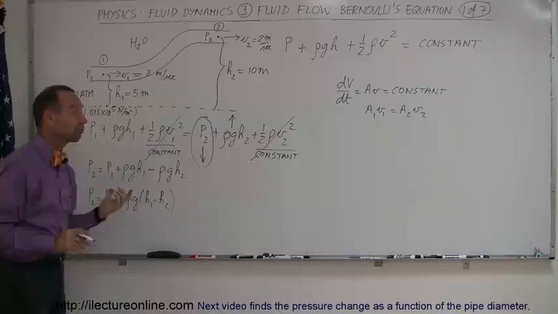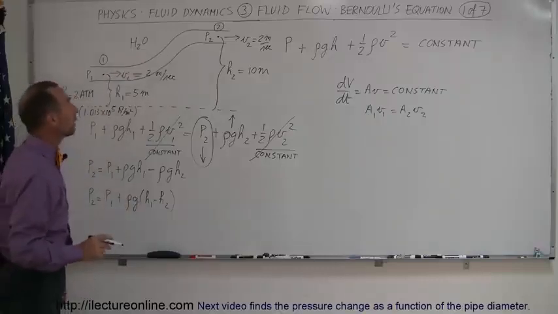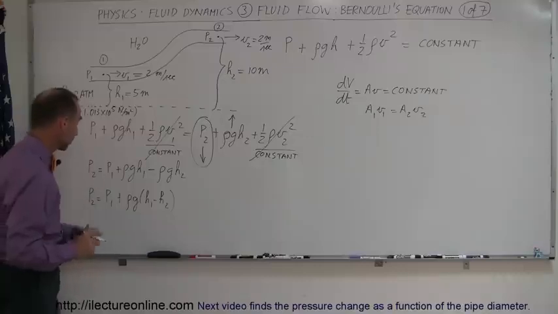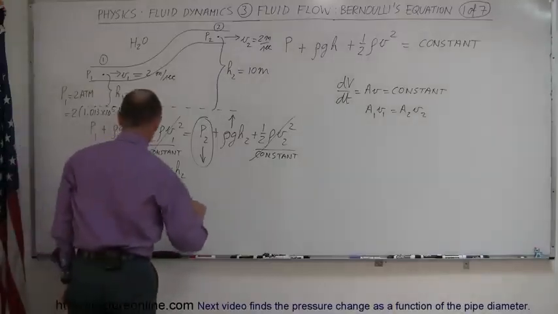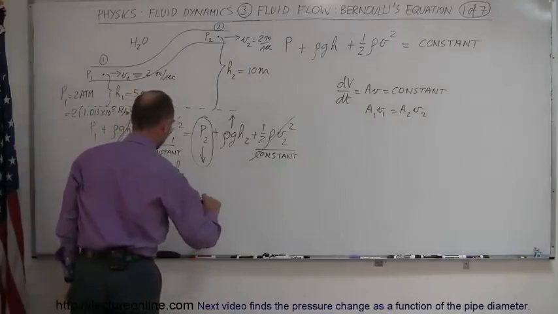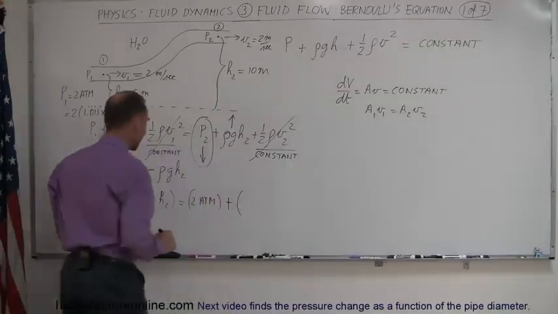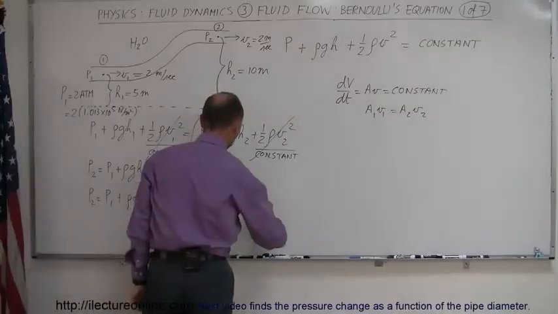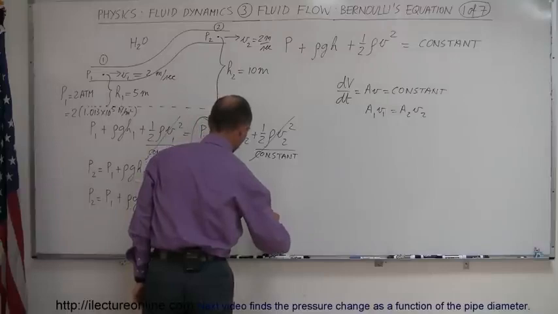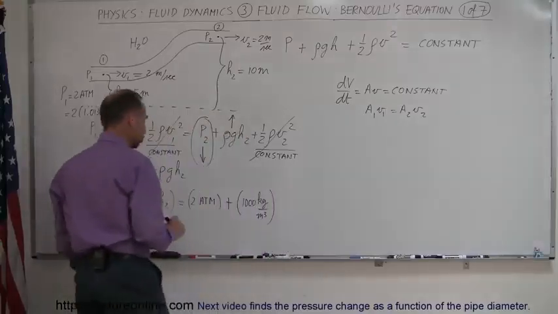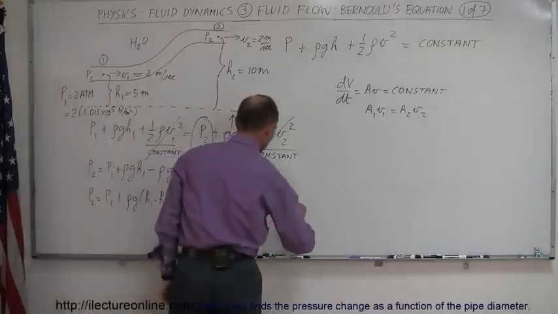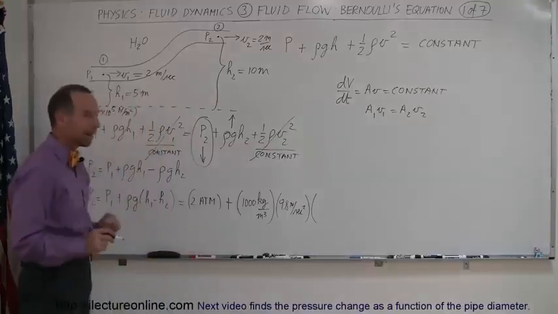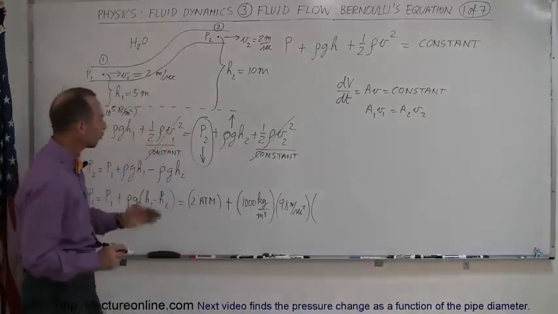How much will the pressure have changed by allowing the pipe to go up an additional 5 meters from where it was before? All right, so let's plug these numbers in. This is equal to, I'll leave this at 2 atmospheres for now, plus the density of water. And the density of water is 1,000 kilograms, not per square, but per cubic meter, of course, because it's per volume. g is 9.8 meters per second squared. And then we multiply that times h1 minus h2. Now, h1 is 5 meters, h2 is 10 meters.